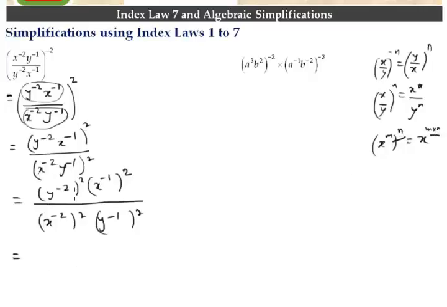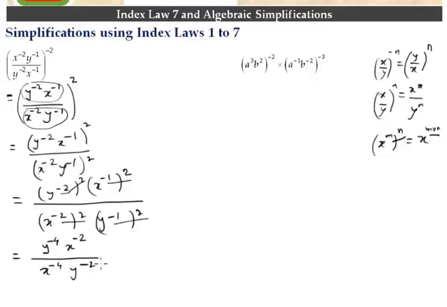So y to the power minus 2 to the power 2 becomes, if we multiply minus 2 and 2, minus 4. X to the power minus 1 times 2 gives us minus 2. In the denominator, x to the power minus 2 times 2 gives us minus 4, and y to the power minus 1 times 2 gives us minus 2.